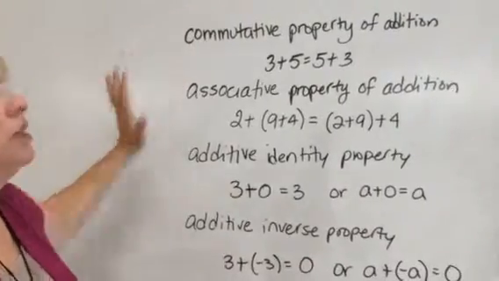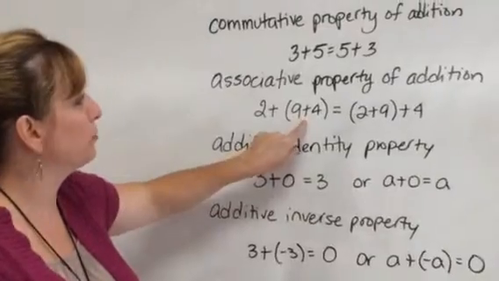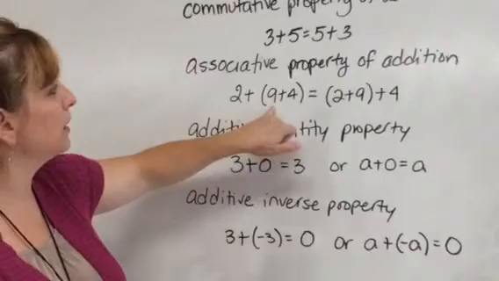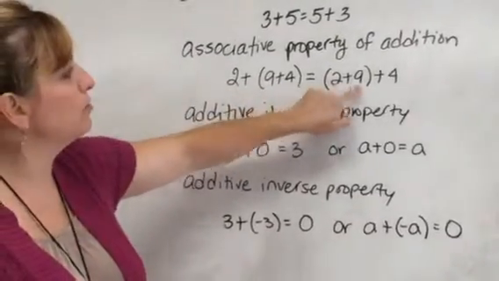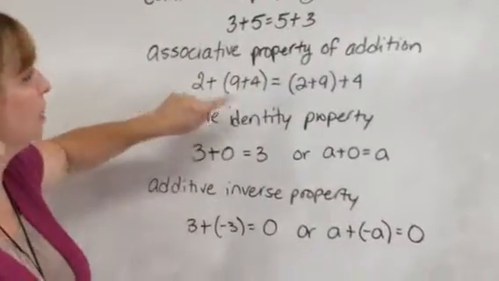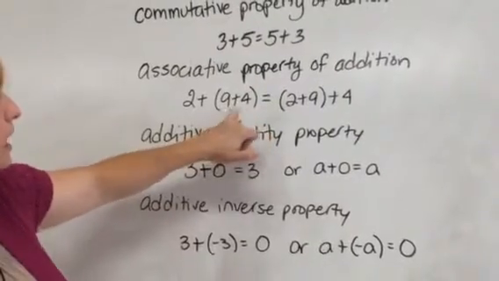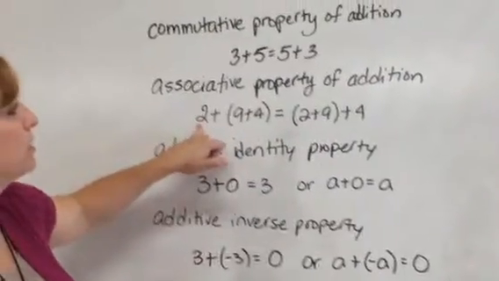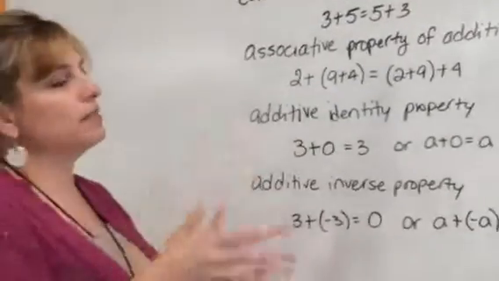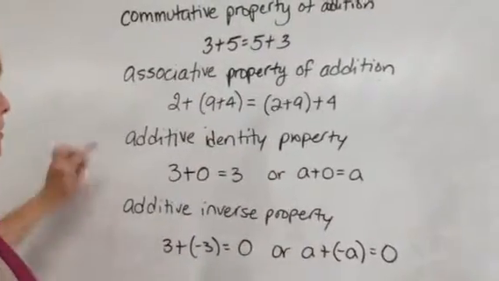Associative property of addition is when you associate different numbers. In addition, it doesn't matter if we group together 9 and 4 or 2 and 9. 2 plus 9 is 11 plus 4 is 15. And actually, I just did that wrong because in PEMDAS, we do parentheses first. I should have done that first. 9 plus 4 is 13, plus 2 is 15. It doesn't matter with the associative property of addition. It doesn't matter as long as you're adding all across. It doesn't matter which numbers you add first.